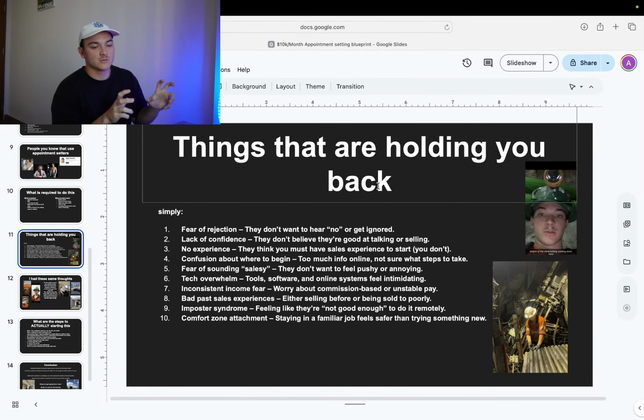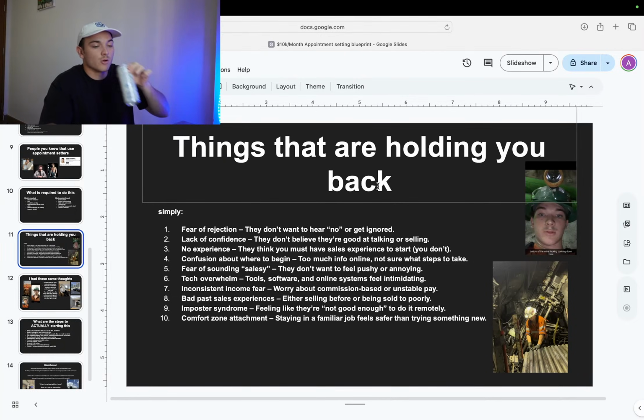Fear of sounding salesy. So people think also that when they come into sales that they're just going to be selling and not actually helping people. It's kind of that Wolf of Wall Street thing. No. Okay. You only sell to people that want to buy the thing that you're selling. Okay. So you have the solution to their problem and you're selling them the solution. Tech overwhelm. Tools, software, and online systems feel intimidating. So yes, but also no. So for appointment setting, for example, you just need Instagram and your phone. I mean, I'm sure you're already using Instagram. Simple.